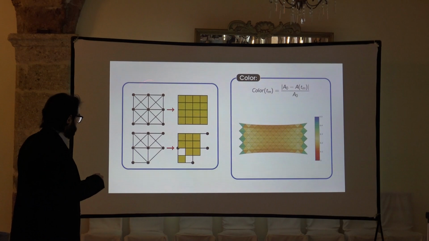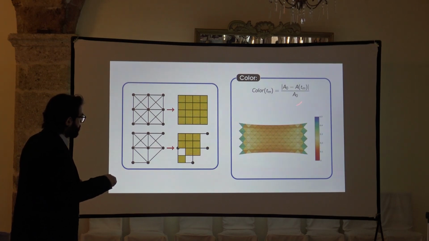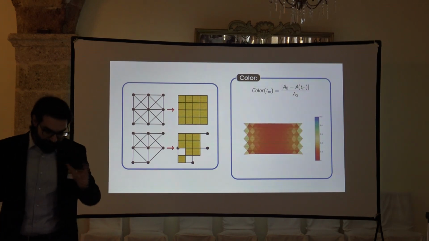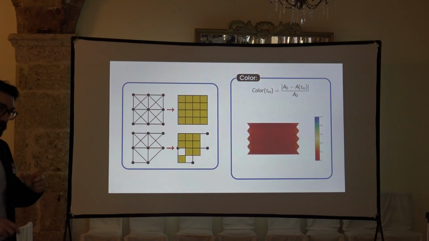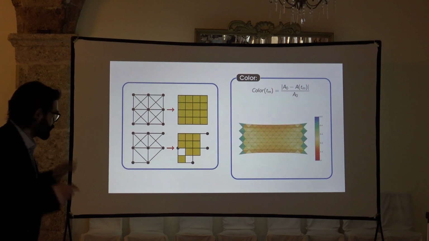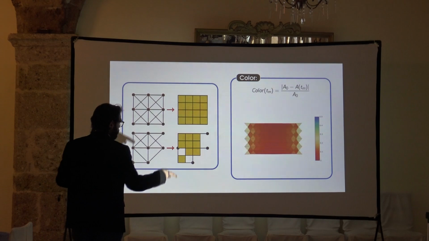Also for the center square, we have colored the areas with a bar that represents the percentage variation of the area of that element in modulus. So now you can see the global deformation and the local deformation.